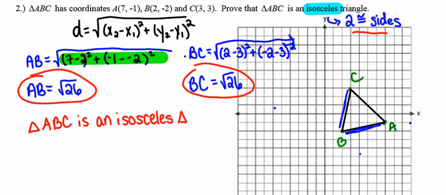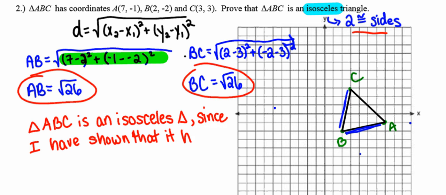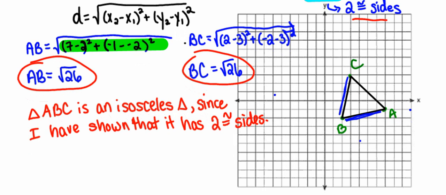And now I have to state the reason why. Since I have shown it has two sides of equal measure, and I'm going to say two congruent sides. Done. If you have questions about what I did with this proof, please jot these down in the margin too, and that way you can remember to ask, and I'll answer them the next time you come back to class.